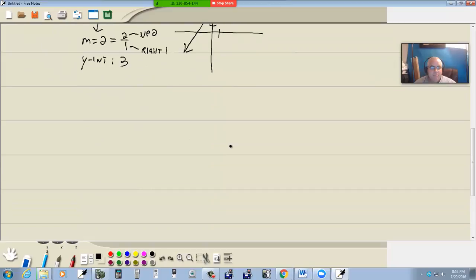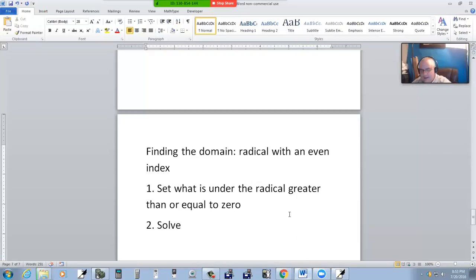Now there are some problems where they'll give you the point and the slope. So maybe they tell you the slope is 7, and they give you a point, (2, 3). And the instructions are to find the equation of the line in slope-intercept form. Well, let's take a look at the instructions for that.